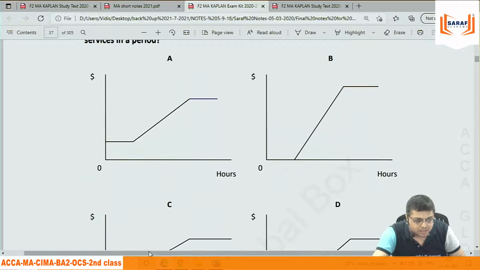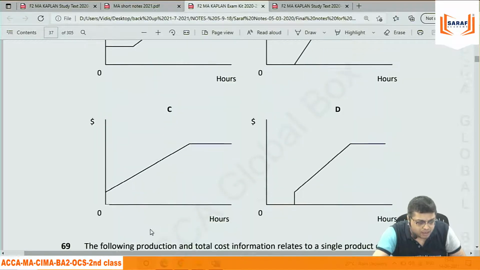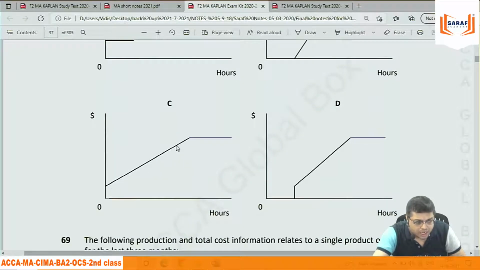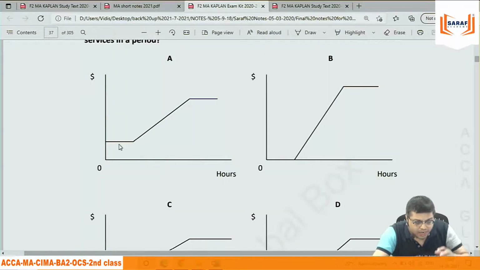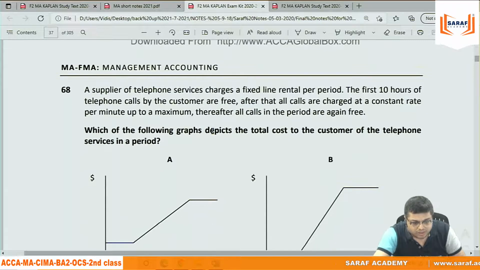What is the difference? Here it is initially variable. Per call charges are there, variable, and then it becomes constant. Whereas what they said is, if the calls are within a limit, then it is fixed. If crossing the limit, then it is variable. And again beyond the limit, fixed. They are saying that only, na Atharva.